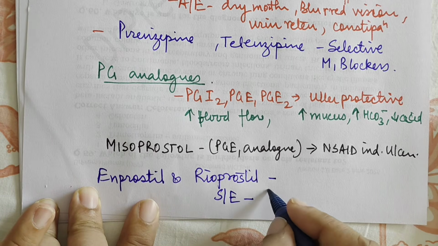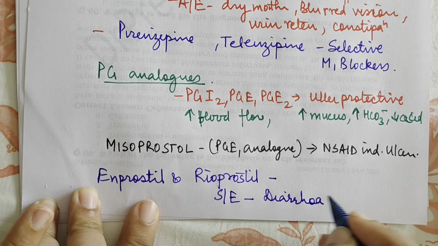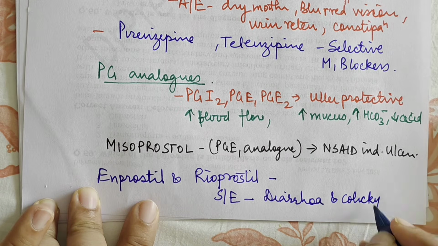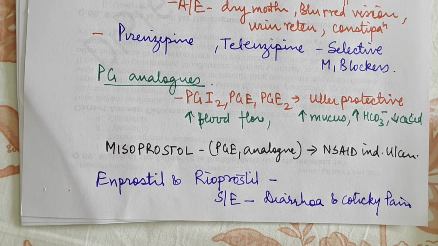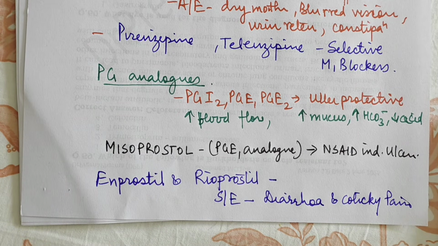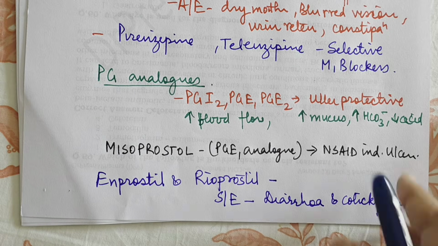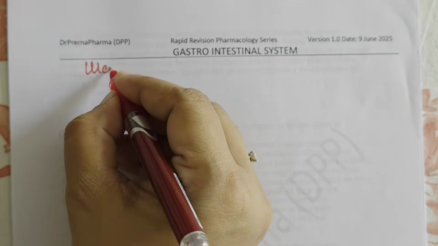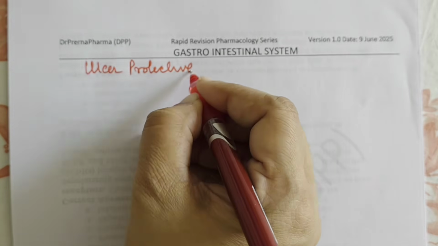The side effects of these drugs are diarrhea and colicky pain. We know that prostaglandins cause pain, so the side effects of PG analogs are diarrhea and colicky pain, and these are the drugs which are used as PG analogs, right? Then let's come to ulcer protective agents.